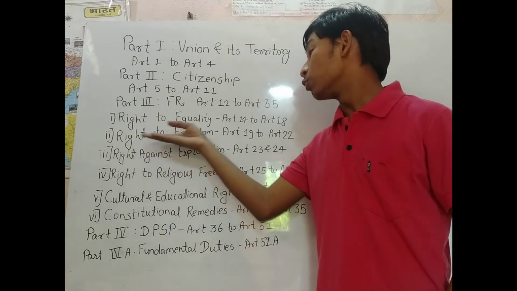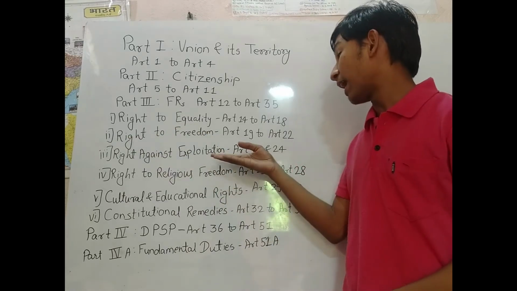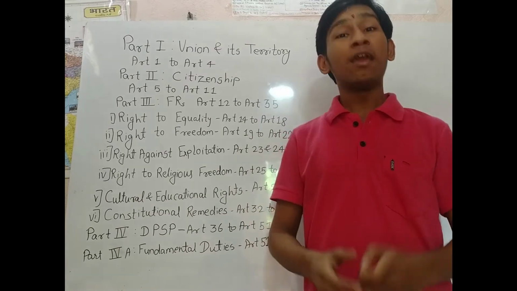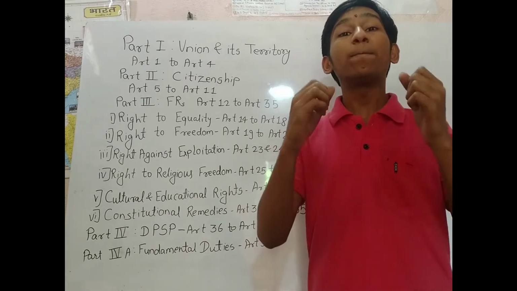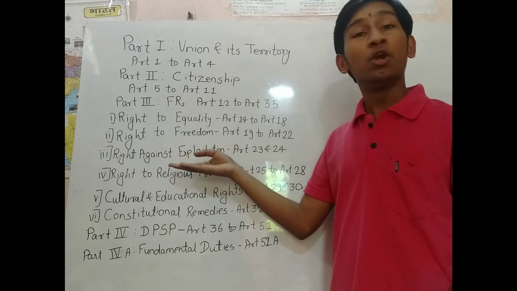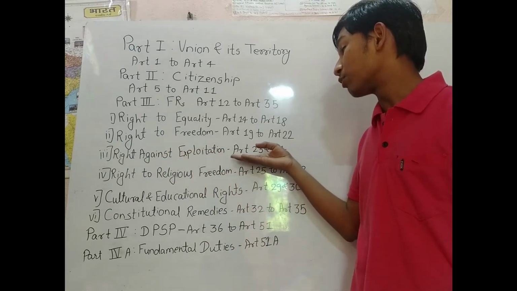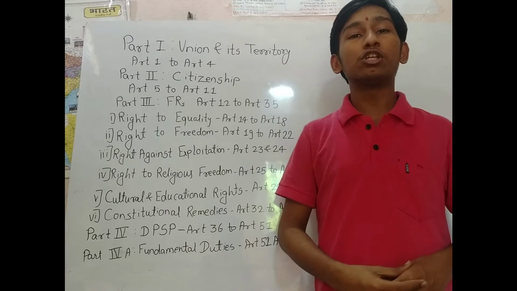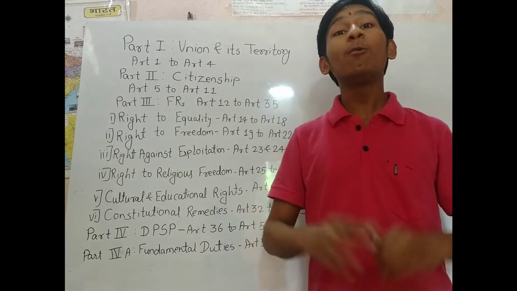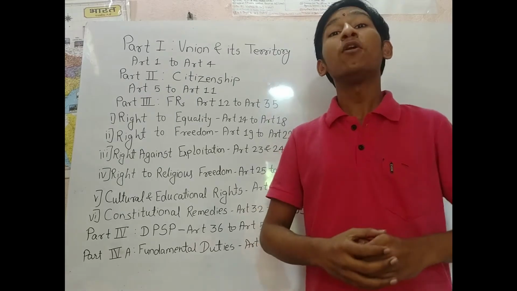Next, it is the right to freedom, which lies from Article 19 to 22, which gives you and me the opportunity for our self-development and personal liberty. Next, it is the right against exploitation, which is guaranteed under Article 23 and 24 of the Indian Constitution, which is also a form of freedom to live anyone's life freely.